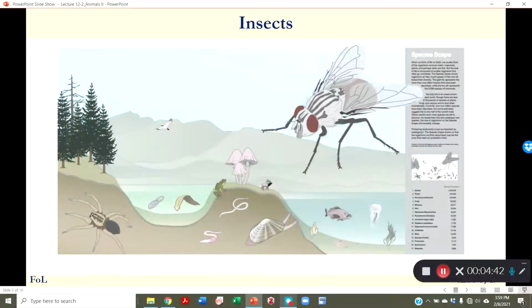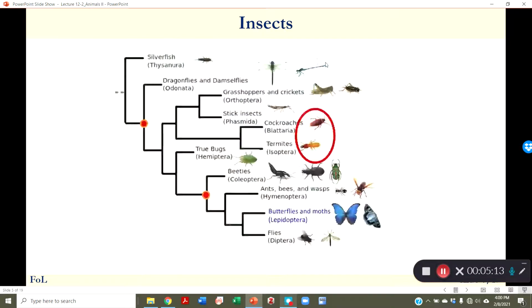What we have here is that the size of the organism in this picture represents the number of species that we have of that group. So you can see that the bird is much smaller than the mushroom. The mammal is quite tiny. The biggest by far is insects. They are a huge proportion of the diversity of animal life.